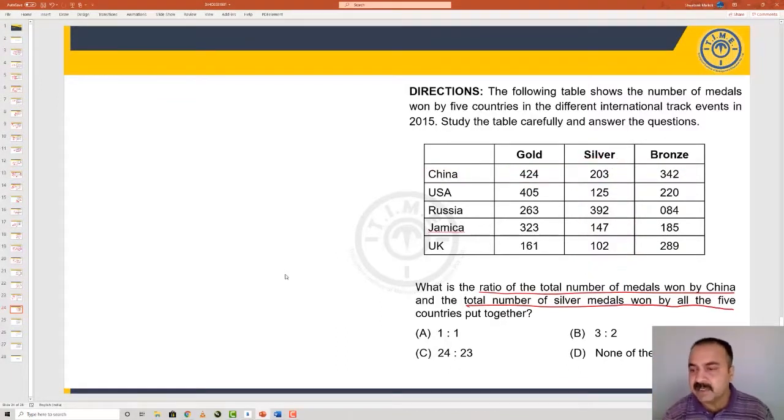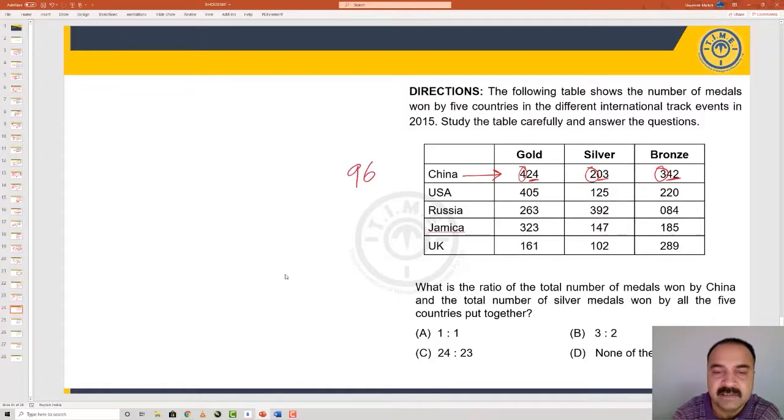So let's see. This is just another addition exercise for us. So we'll look at China addition first. We have 24 plus 3, 27. 27 plus 42 is 69. And 400, 200, 300. That is 900. So 969 medals for China.